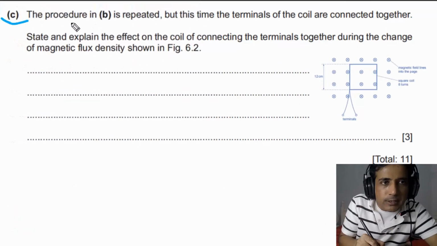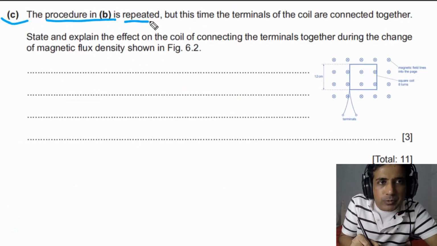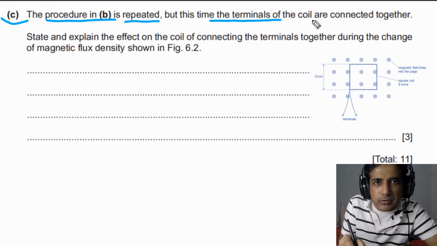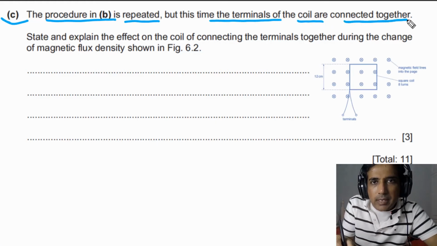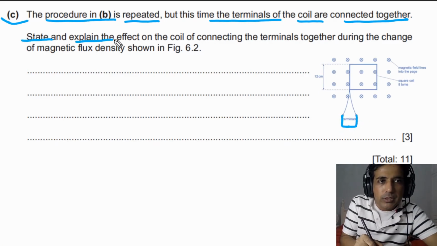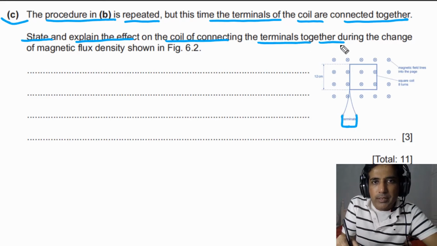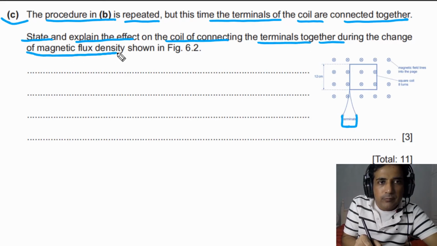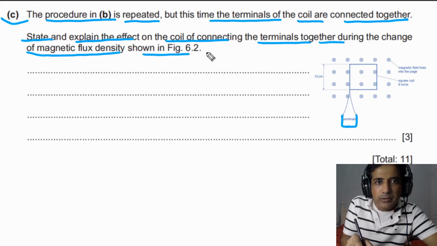For part C, it is given to us that the procedure in B is repeated, but this time the terminals of the coil are connected together. Means these terminals are connected together. For this question, we need to state and explain the effect on the coil of connecting the terminals together during the change of magnetic flux density, as shown in figure 6.2.